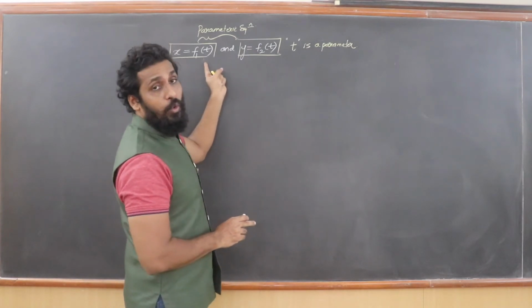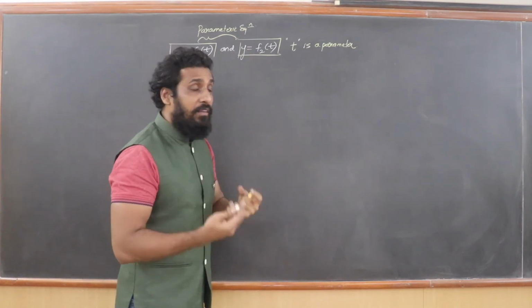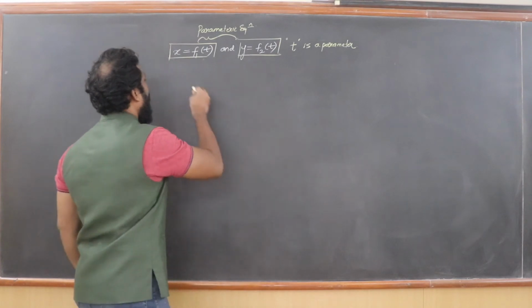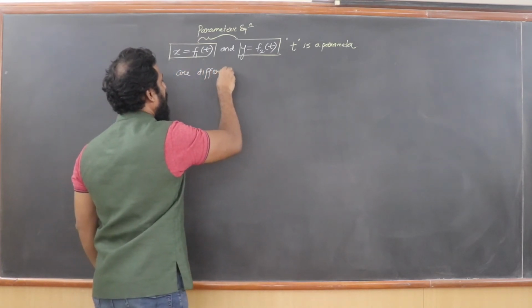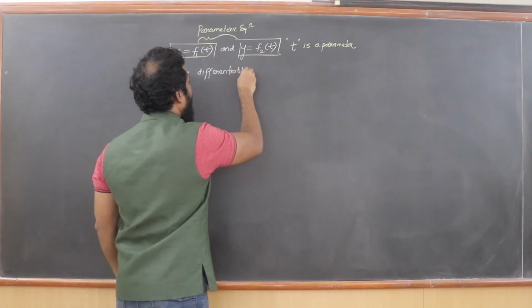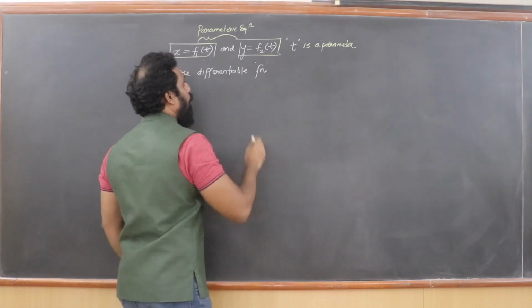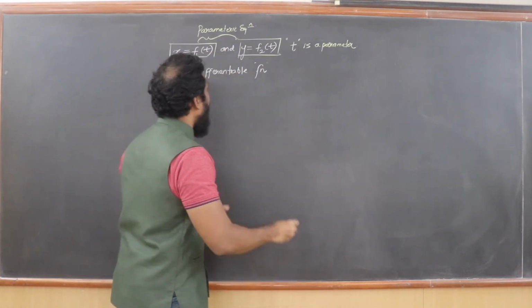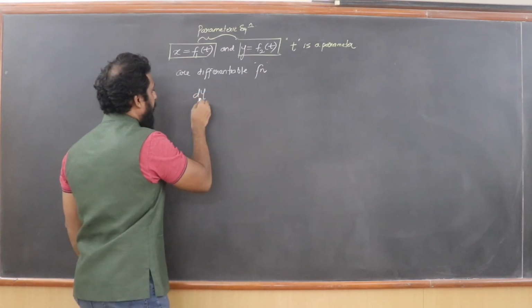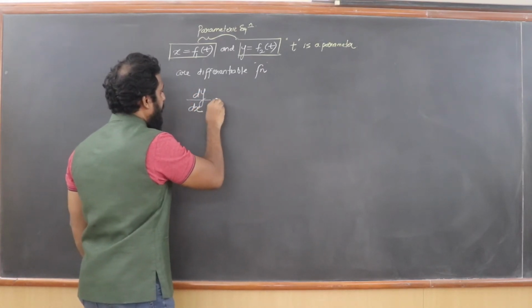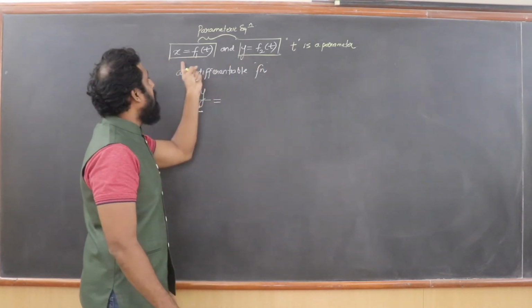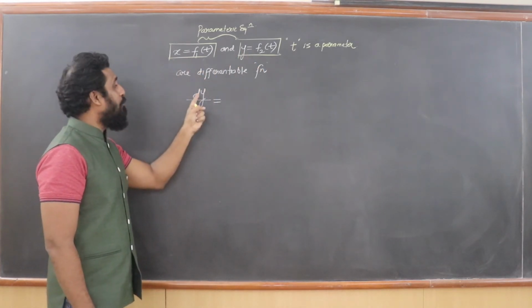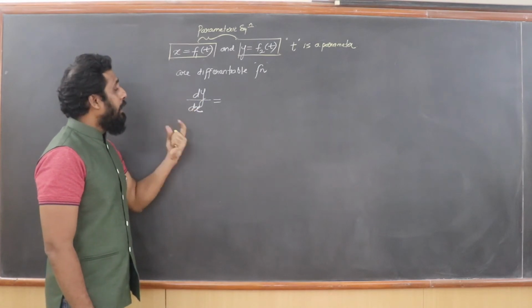So x equal to some function of t, y equal to some other function of t, where t is a parameter, are differentiable functions. Now if I want to get dy by dx, so I want to get the derivative of the function y with respect to the function x, so I am differentiating y with respect to x, dy by dx.